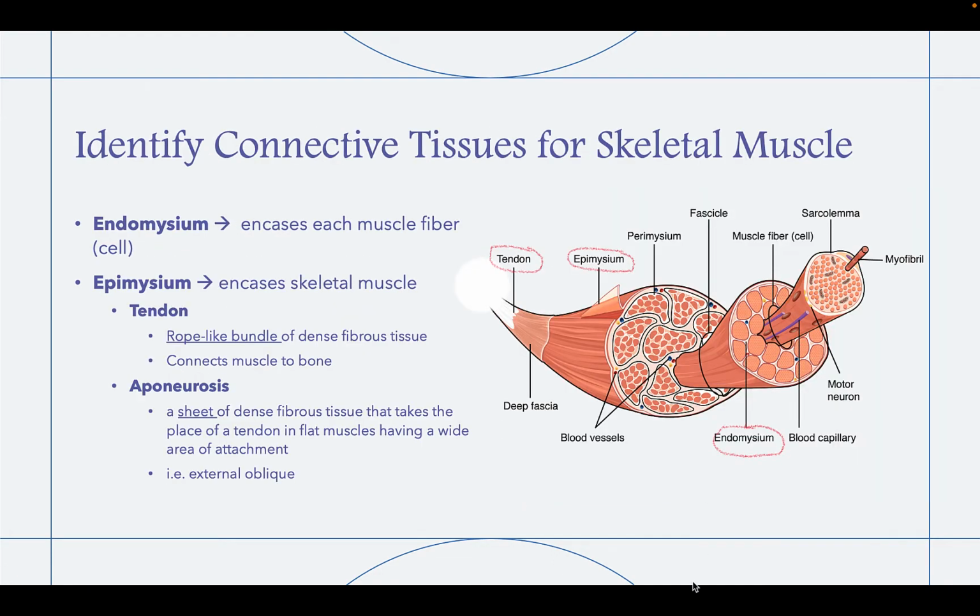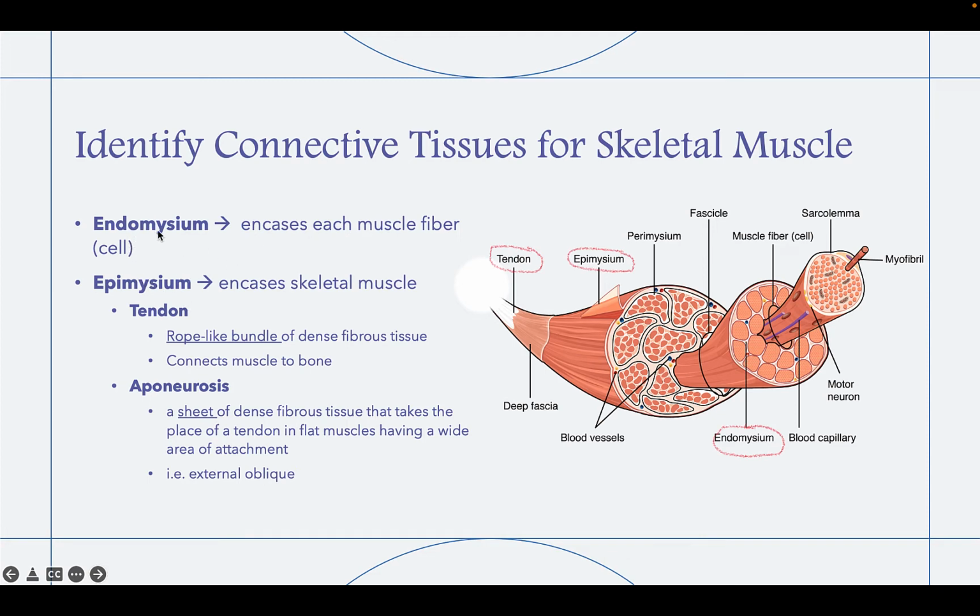So now moving on to some identification of connective tissues within the skeletal muscle. Now we're ignoring our smooth muscle and cardiac muscle. We're just talking about skeletal muscles. We have these two different layers that you need to be able to recognize, called the endomysium and the epimysium.